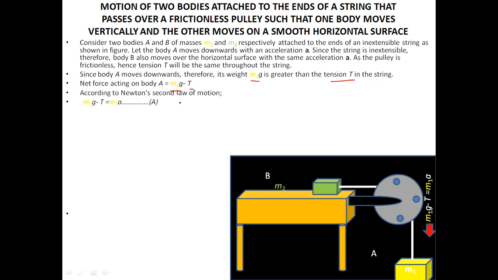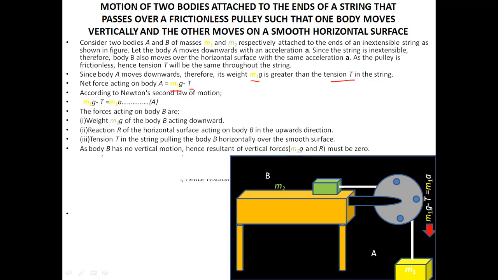So according to Newton's second law, when a force is applied on a body, it moves in the direction of the force. m1g minus T, that means the weight is pulling the block against the tension, and it is going to be m1a, which is right over here. The arrow is showing the direction of the force the weight was applying on the string. Now, this is the equation for the first body.